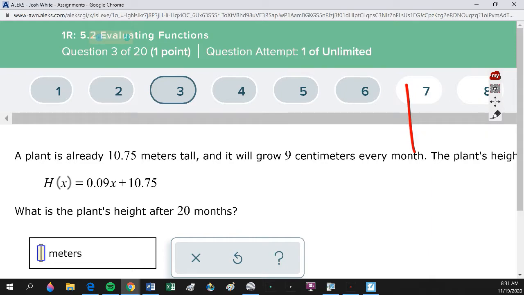It will. Yeah, it will. Okay. A plant is already 10.75 meters tall and it will grow 9 centimeters every month. So there's the equation. All you're doing here is taking 20 and plugging it in for x.